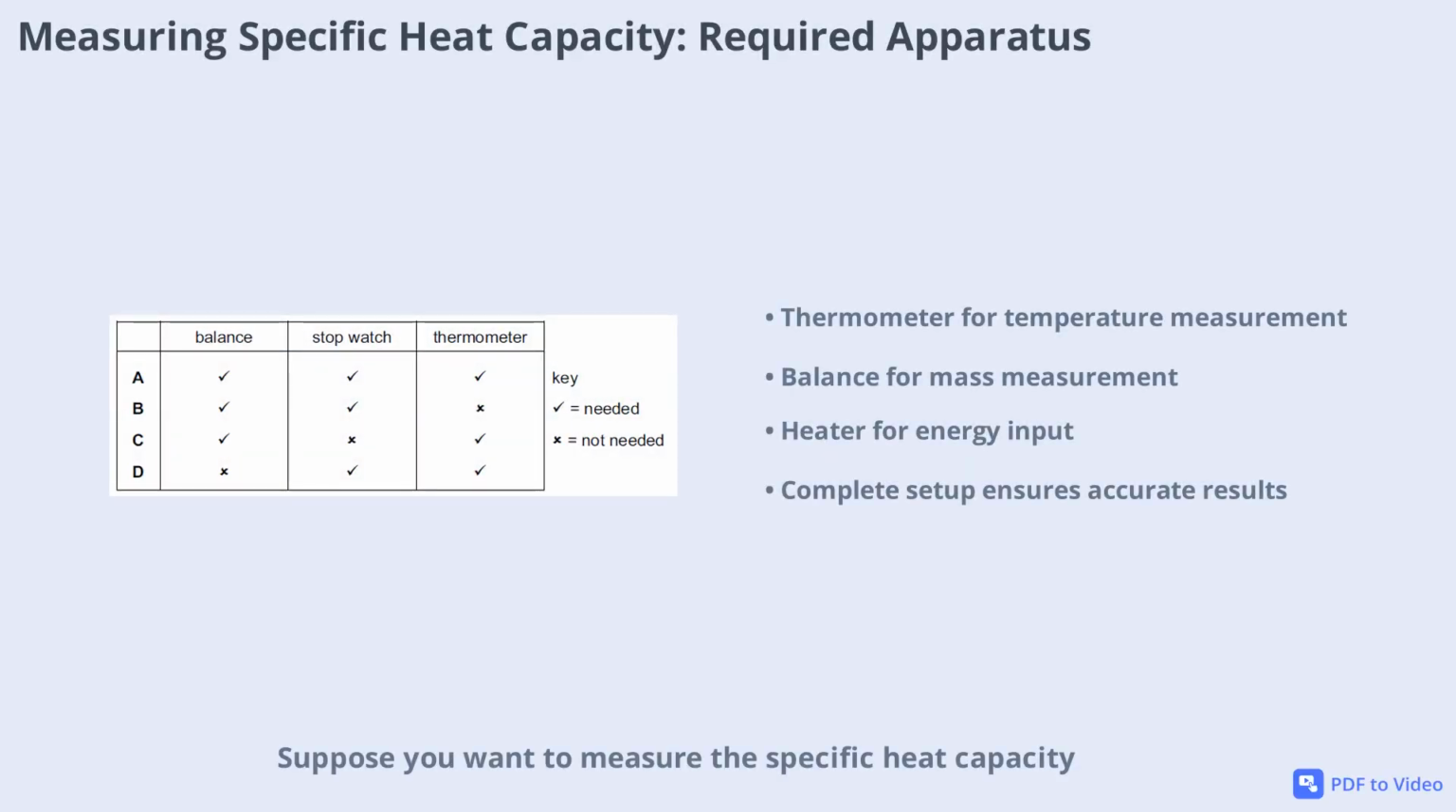Suppose you want to measure the specific heat capacity of copper using a block and an electrical heater. You already know the power of the heater. What other apparatus do you need? We'll discuss the importance of a thermometer to measure temperature change and a balance to measure mass. This scene emphasizes the practical setup for a classic physics experiment.